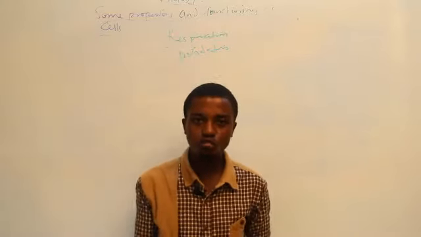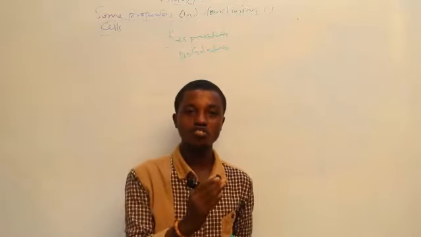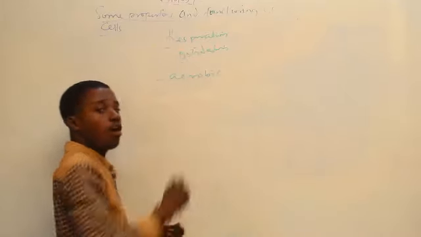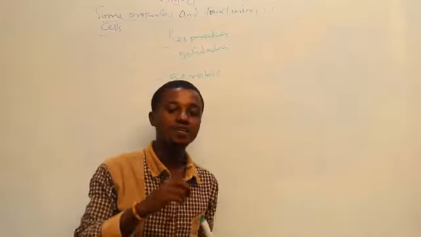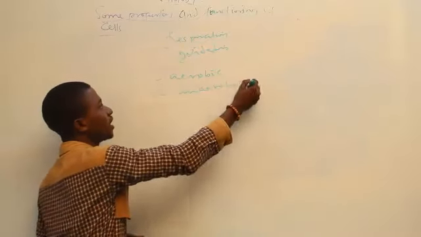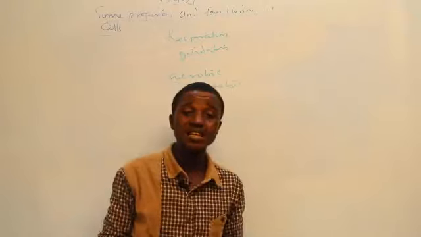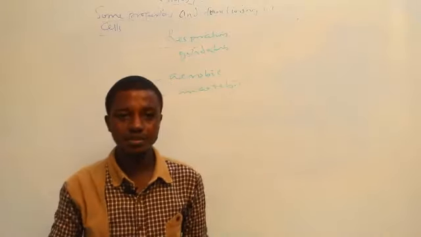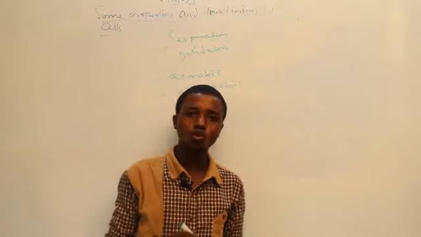The breakdown of food molecules could be by the use of oxygen, and so we call it what? Aerobic. Or it could be in the absence of oxygen. We call it what? Anaerobic. Are you with me? So respiration can basically be defined as the breakdown of food molecules to release energy.